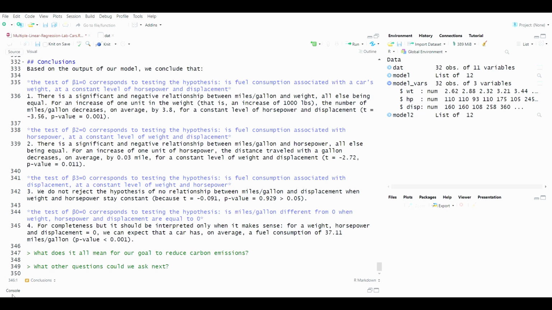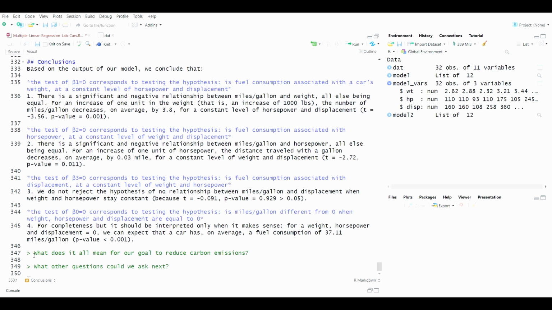Okay, now scrolling down to the final 2 questions here, I want you to think about this and give me some good answers. What does it all mean for our goal to reduce carbon emissions? If you're the consultant for the Department of Land and Natural Resources or a nonprofit group or some company that produces cars who wants to make a more fuel efficient car, what would you tell them about the directions they should take in terms of reducing carbon emissions and making cars more fuel efficient?